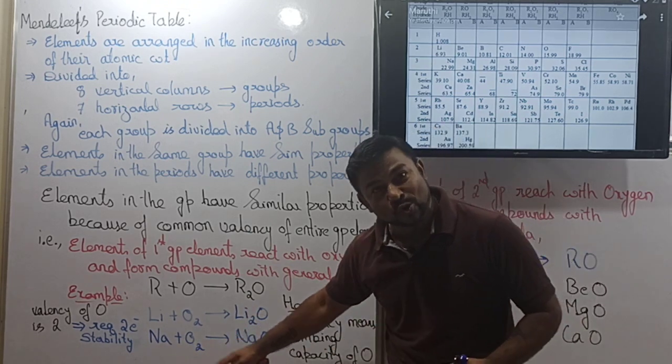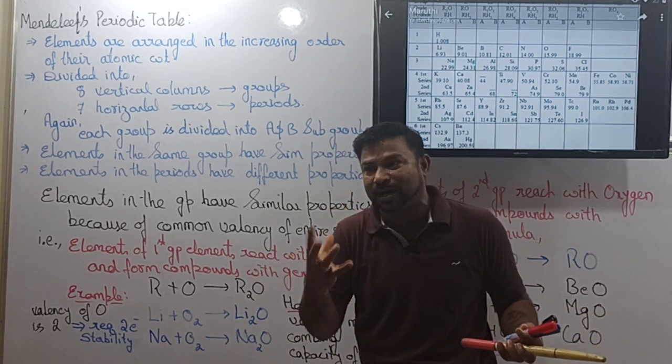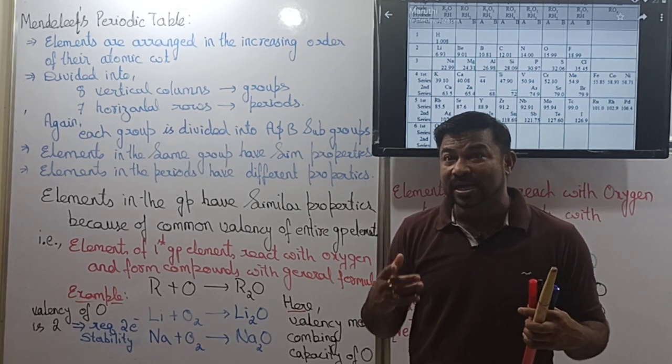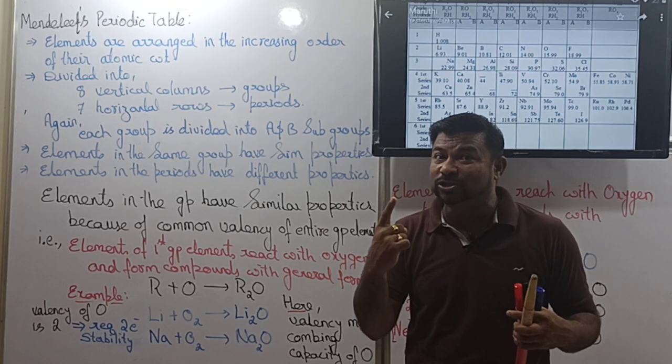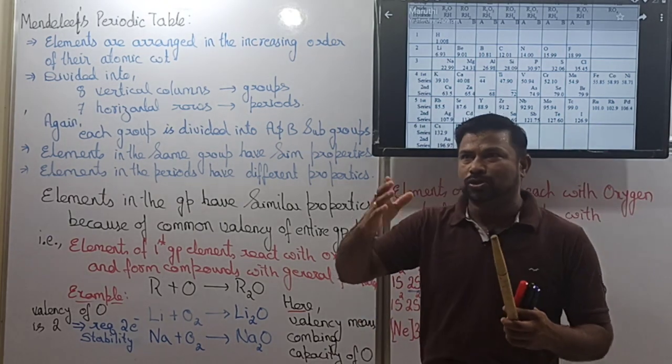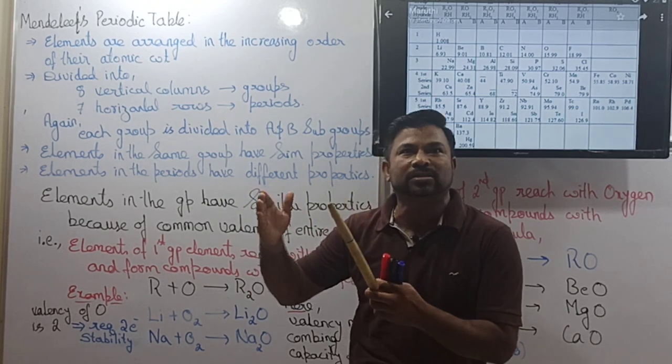In the same way, sodium, atomic number 11, has 1 extra electron in its outermost electronic configuration. It is nothing but 3s1.